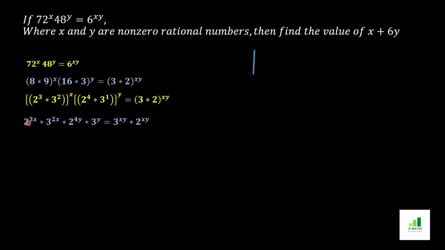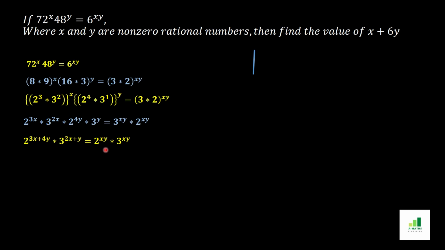Now we apply another basic rule of algebra: if the bases are equal, then their powers will add together. Applying this on the left side of the equation, the two 2s have the same base, so their powers add together and we get 2 to the power 3x plus 4y. The two 3s have the same base, so adding these values we get 3 to the power 2x plus y, and the right side is same as before.